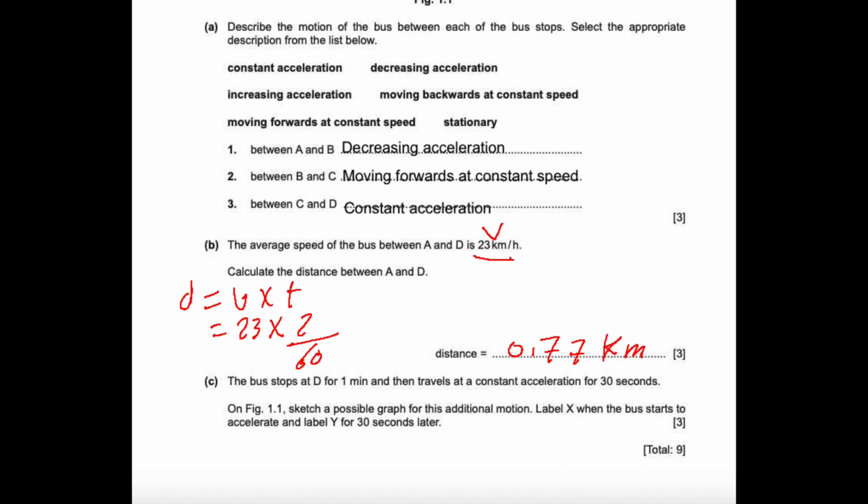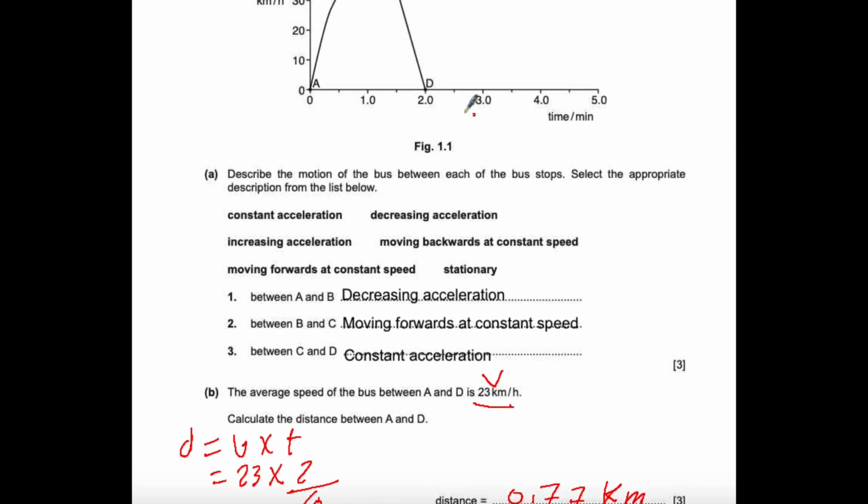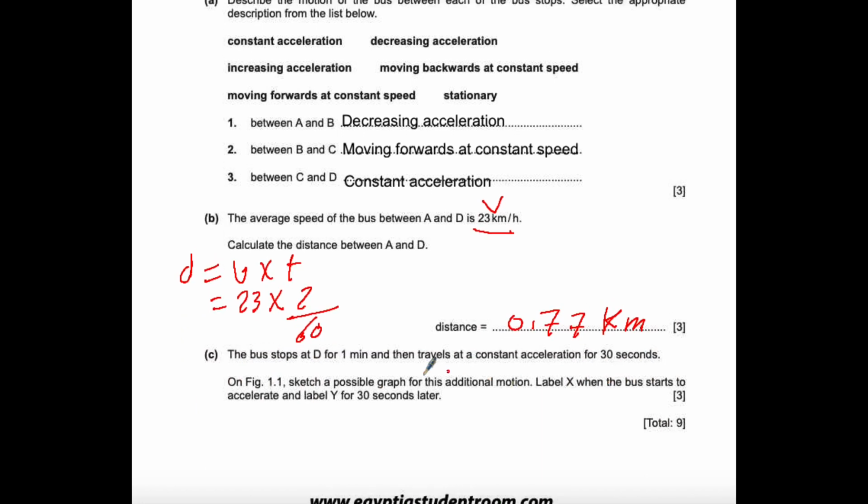Next, part C: The bus stops at D. If we return back, it stops at D, as you see, for 1 minute, and then travels at a constant acceleration for 30 seconds. On figure 1.1, sketch a possible graph for the additional motion. Label X when the bus starts to accelerate, and label Y for 30 seconds later.